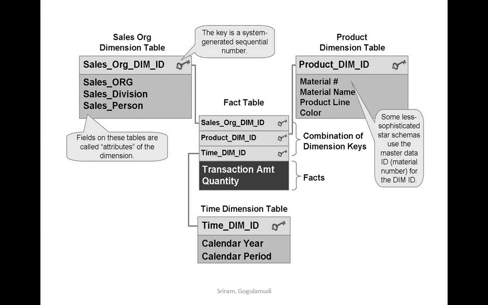One question: in the dimension table, is the dimension ID system generated? See, if it is a star schema, it is maintained manually. If it is an extended star schema, it is system generated. So if it is a star schema, we have to generate it, it's not system generated.